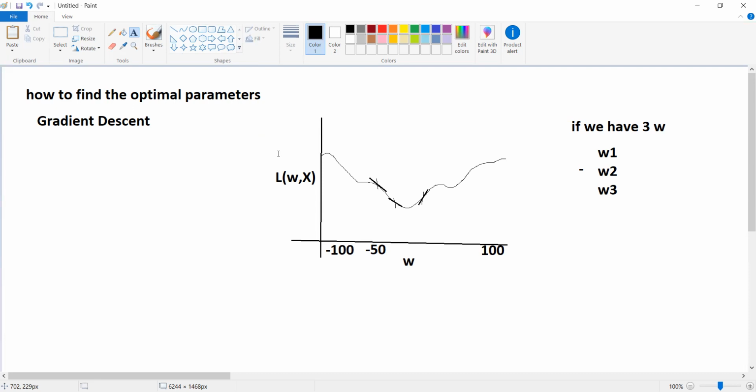So if you have a lot of parameters, you have to do a lot of derivation? No, but usually what happens is the derivative is similar for each one. You'll see how it works.